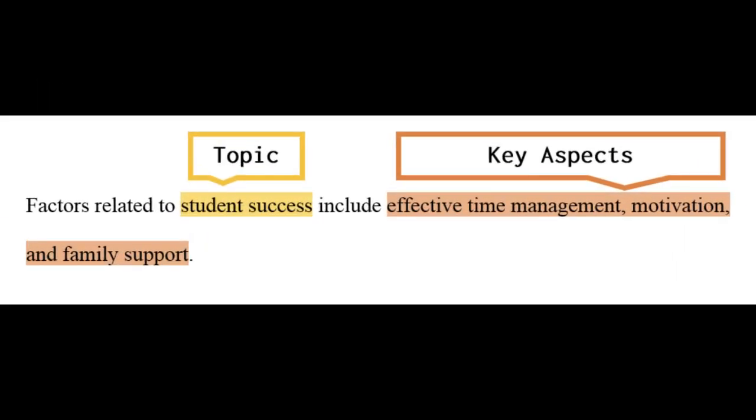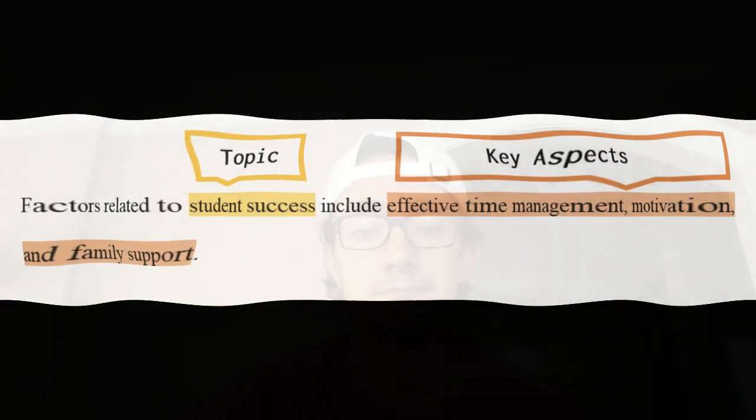Here we have an expository thesis statement, which is explaining a topic. An expository thesis statement states the topic of your paper and lists the key aspects of your topic that will be discussed in the paper. So this one has factors related to student success as the topic. And then we have the key aspects of the topic, which are effective time management, motivation, and family support. So it's short and it lists off what's going to be spoken about in the later parts of the essay, and it breaks them up into three portions, which most likely will be the three body paragraphs for an essay like this.